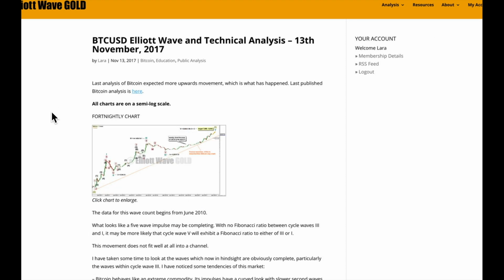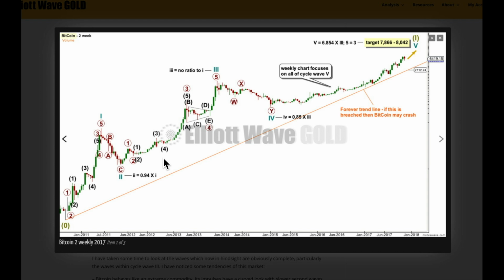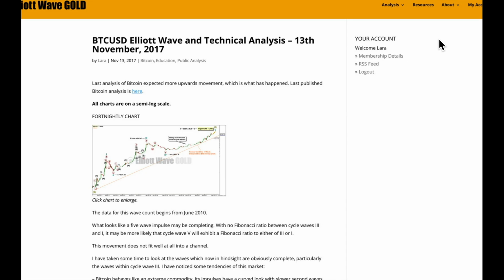Jump forward to 13th of November 2017. Now I'm making two calculations for the fifth wave: to reach 6.84 times the length of the third at 7866, and also for it to reach equality in length with the third at 8042. So I've got a target zone now. That was obviously blown away.